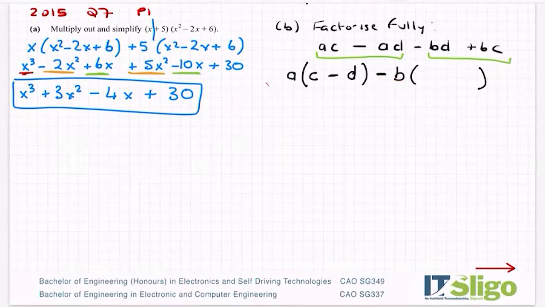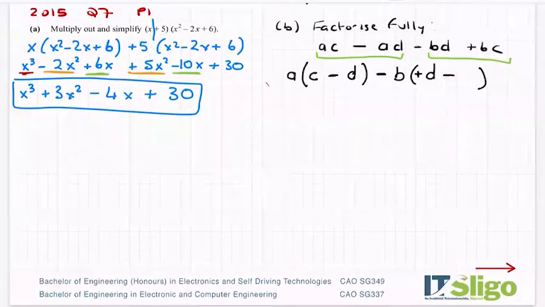So I have to sort out my signs first. I need a minus up here. So minus by plus will give me a minus. B by D will give me BD. Okay, how do I make a plus here? Well, minus by minus gives me a plus.